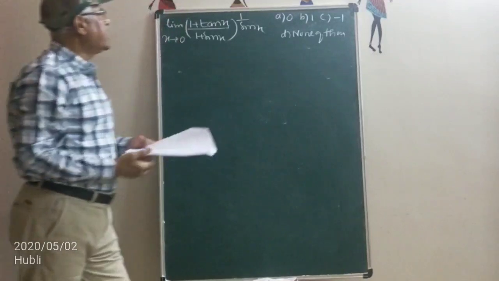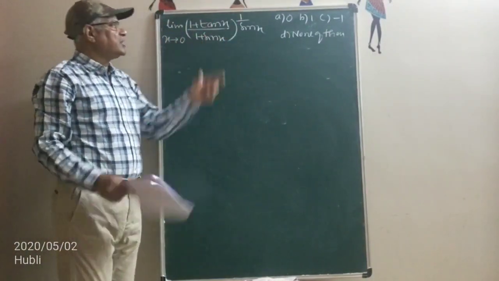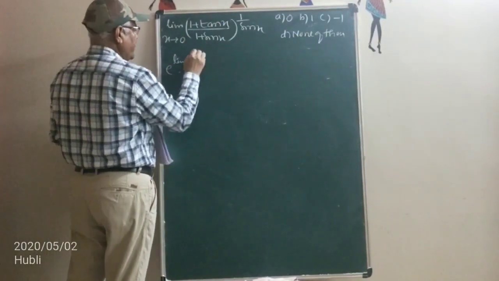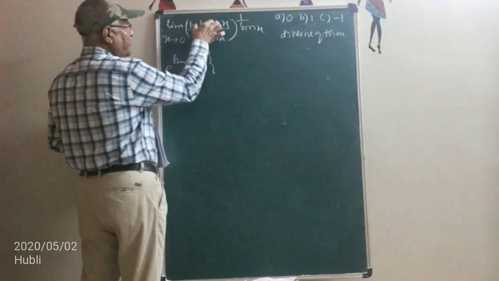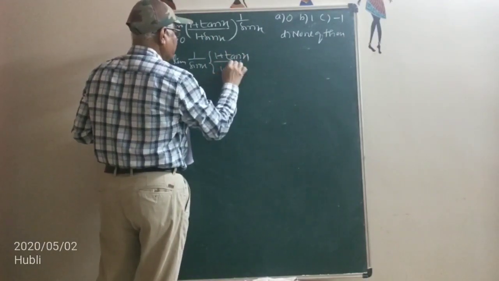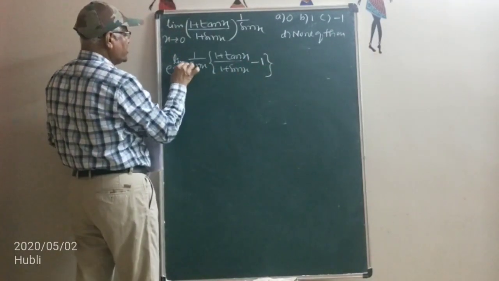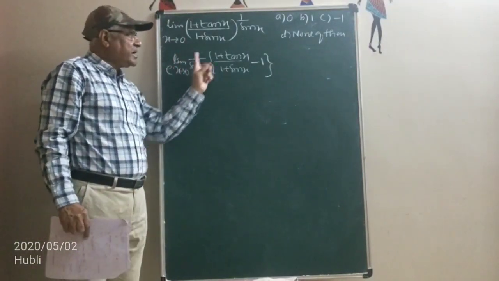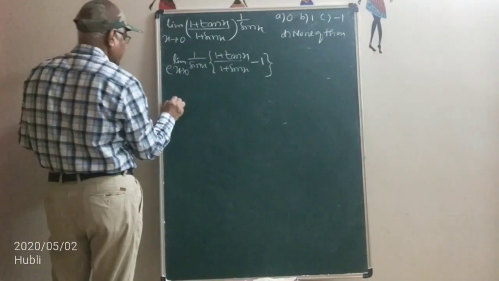Okay, so this example is once again of the type f of x raised to g of x. F of x raised to g of x equals e raised to limit g of x into the bracket f of x minus 1. What is g of x here? 1 upon sin x, and f of x is 1 plus tan x divided by 1 plus sin x, minus 1, as x tends to 0. Now let us try to simplify.